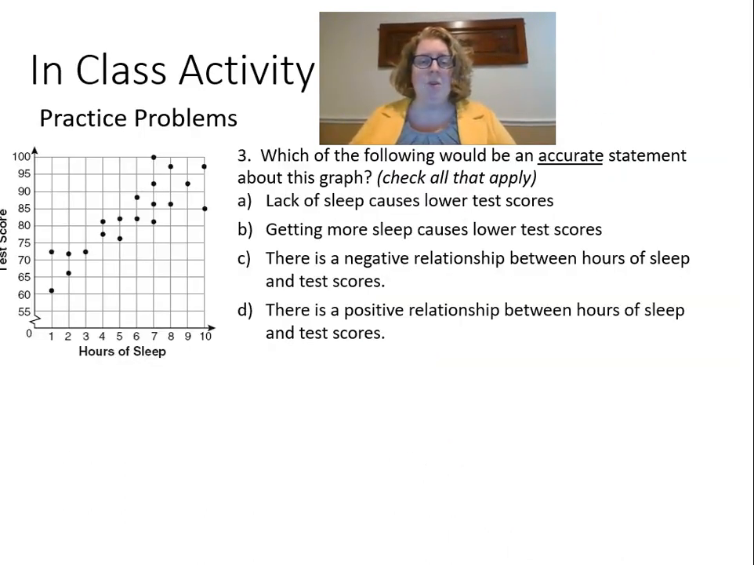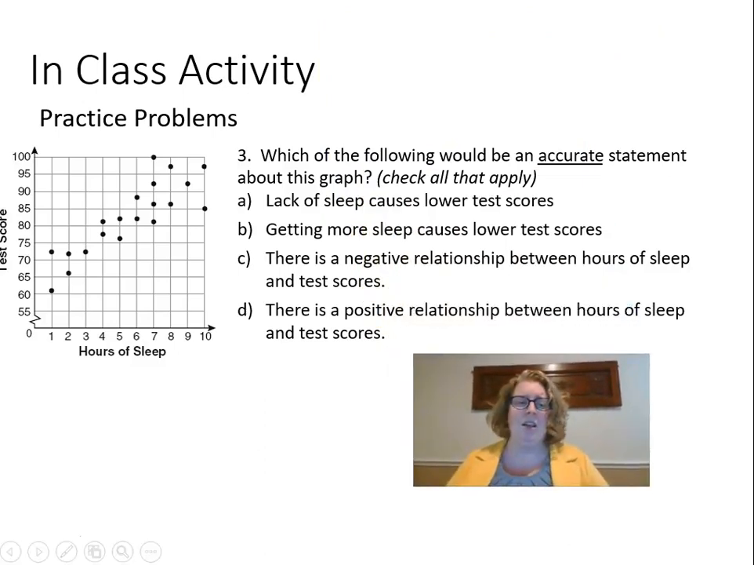So I want you to take a look at this question really quickly. So here is an example of a correlation graph. Which of the following would be an accurate statement about this graph? So could I say that lack of sleep causes lower test scores? Or can I say that getting more sleep causes lower test scores?